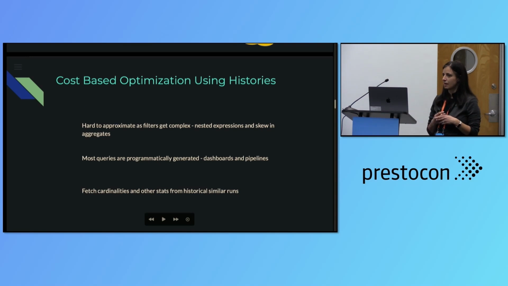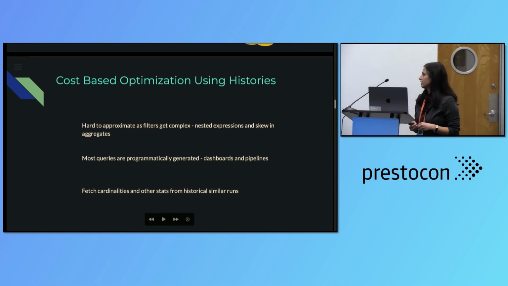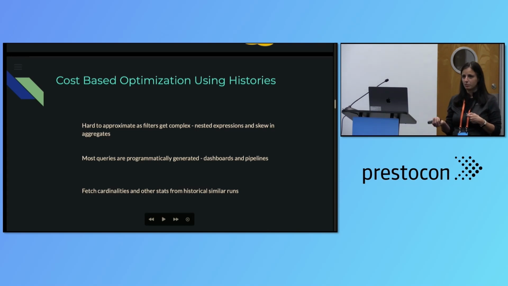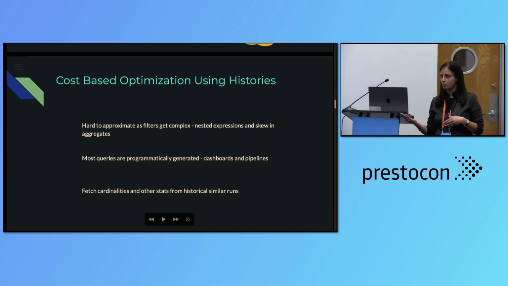So again, estimating statistics is error prone because you have incomplete data and because the complexity of the query is usually higher than what your model covers. You have complex predicates that aren't just equality. They're usually range predicates. They involve case expressions. They involve lambda expressions. They involve all sorts of things. And if you try to estimate the cardinality after applying this predicate, it quickly gets into something that you cannot really trust. And most queries are not written by hand. Most queries are produced by tools such as dashboards or pipelines that are run every day.